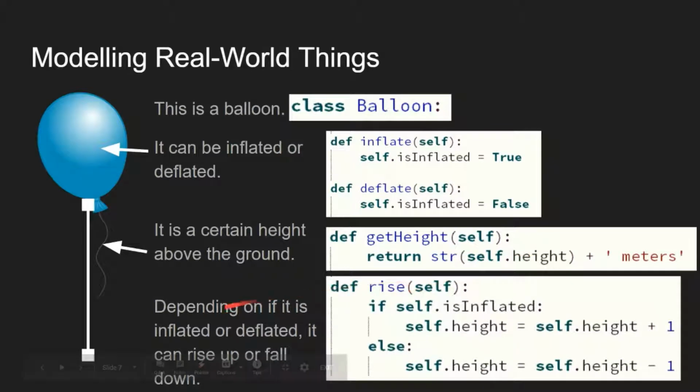Finally, depending on if it is inflated or deflated, it can rise up or fall down. There's this function here which has a condition on whether it's inflated or not. If it is inflated, it's increasing height by 1. If it's not inflated, it's decreasing height by 1. So we can see a couple of functions and a couple of variables that seem to model these English properties and behaviors. The variables are modeling the properties, the data, while the functions are modeling the behavior.